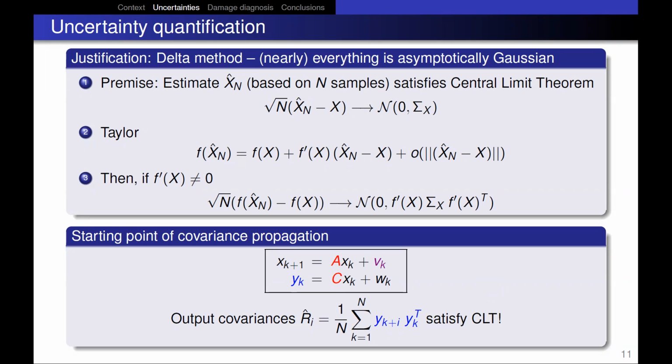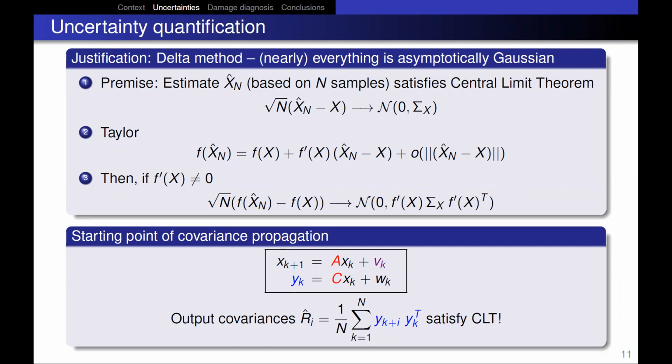And actually, our output covariances that we compute at the beginning of the subspace algorithm do satisfy our central limit theorem up there, because they are a kind of mean over the data points, and under certain standard conditions, those means are asymptotically Gaussian.